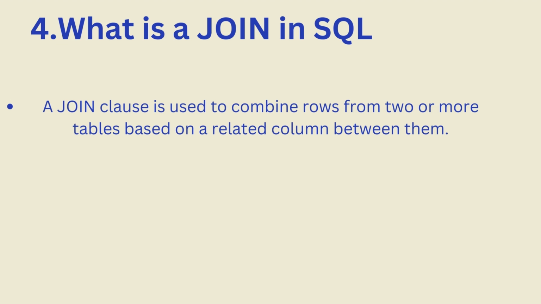What is a join in SQL? A join in SQL is used to combine rows from two or more tables based on a related column between them. There are different types of joins. Inner join. Returns records that have matching values in both tables. Left join, or left outer join. Returns all records from the left table and matched records from the right.